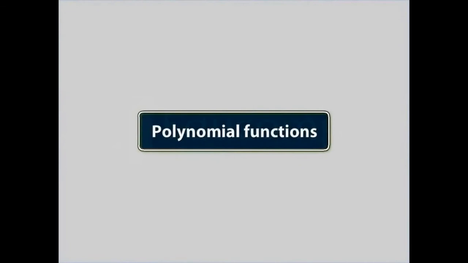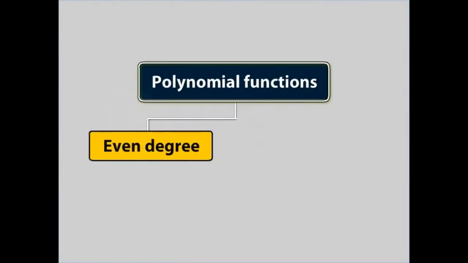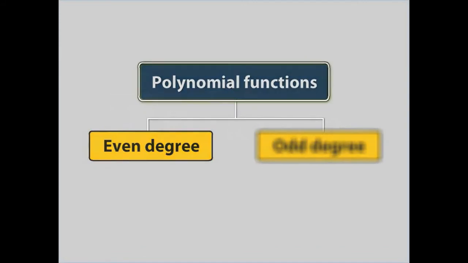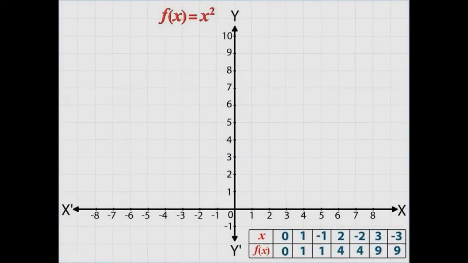Now to learn some properties of polynomial functions, we will take these two cases of polynomial functions, one with an even degree and the other with an odd degree. Let's begin with a polynomial function with an even degree. Take the function f of x equals x squared and draw its graph.